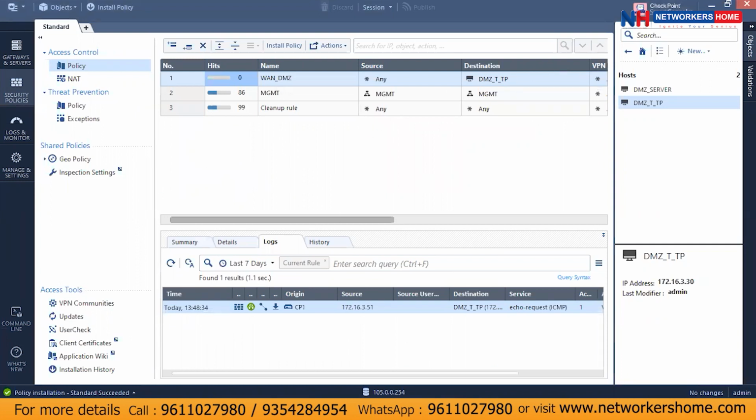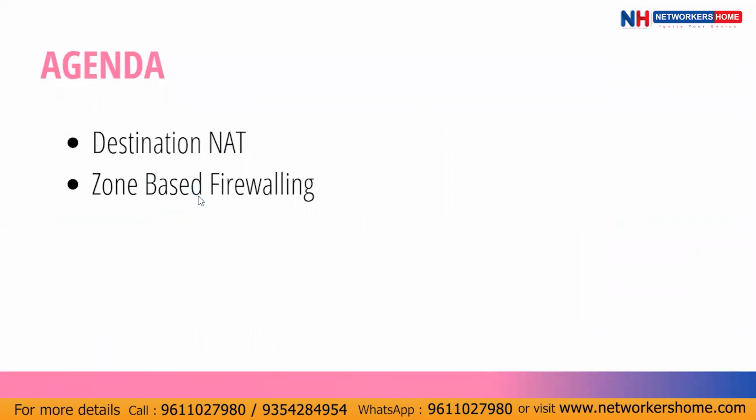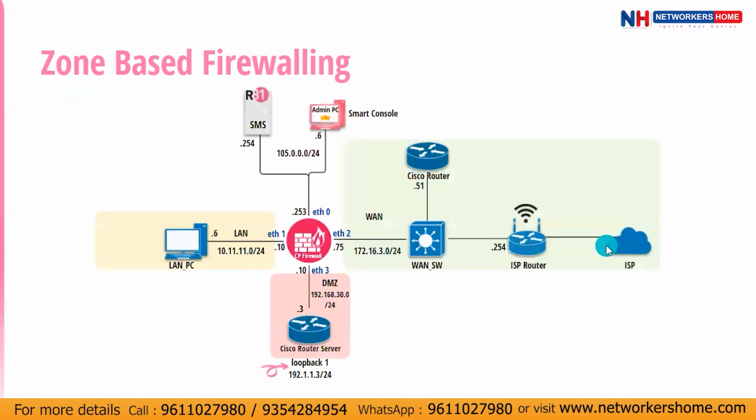Now we'll see a practical of zone-based firewalling. Zone-based firewalling is the way to segregate the communication between the zones. Till now, the policies we had defined on the firewalls weren't zone-based. It was policy-based firewalling. By default, your Check Point firewall does policy-based firewalling.